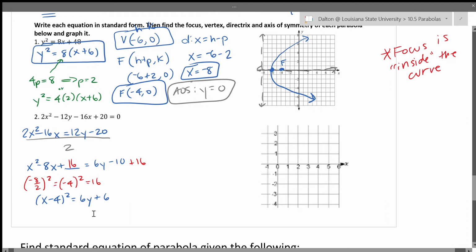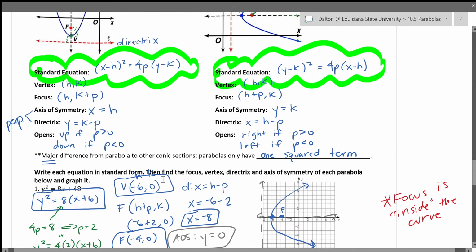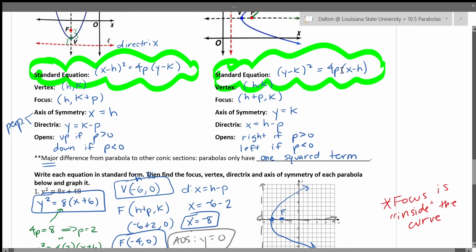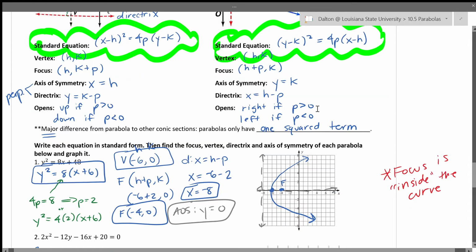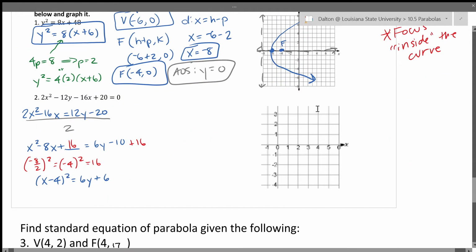Now, we're almost there. Remember, in standard form, you need it to have this isolated coefficient and then x minus a constant. So you don't want x to have any coefficients itself. So if x has a coefficient, or in this case, y, I'm sorry, we want to go ahead and factor that off. So if I do that, I get x minus 4 squared equals, factor out the 6 so that y has a coefficient of 1, and it'll be y plus 1. So this will be the equation in standard form.